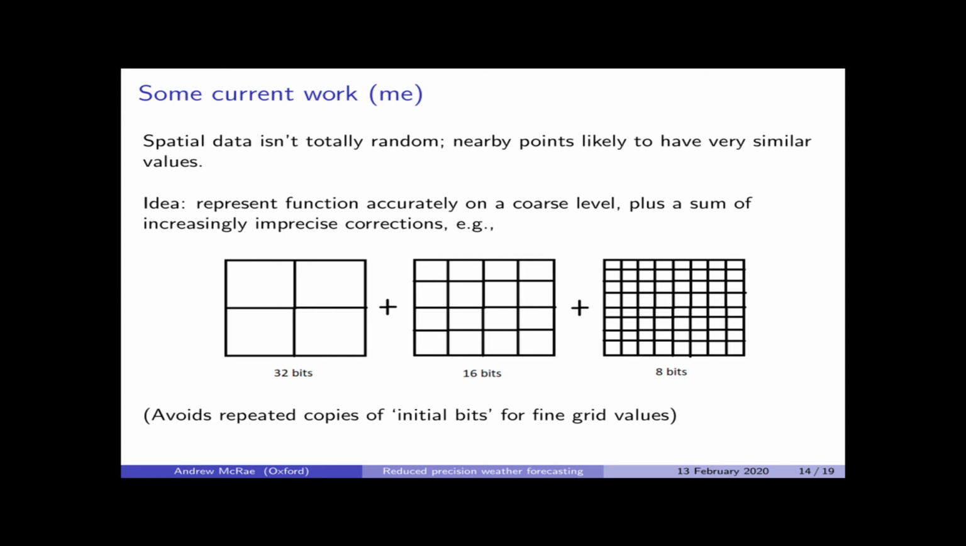The previous work was all about saying that the final bits of your floating point number are not that useful because they're not really representing real information. This is targeting the initial bits, saying that nearby numbers are likely to have very similar initial bits in their floating point numbers, and so we only need to represent those, say, once instead of 4 times.